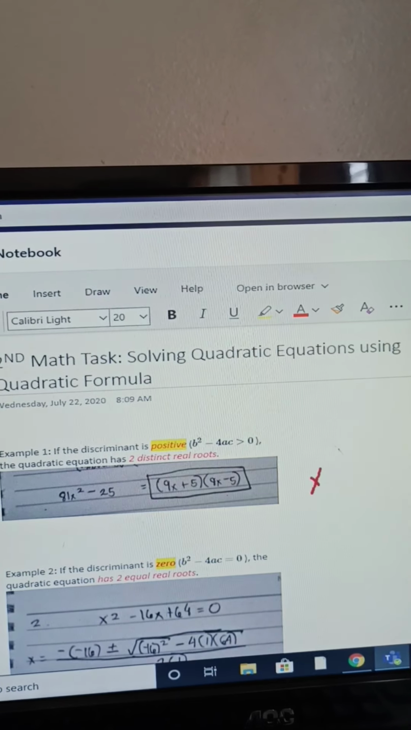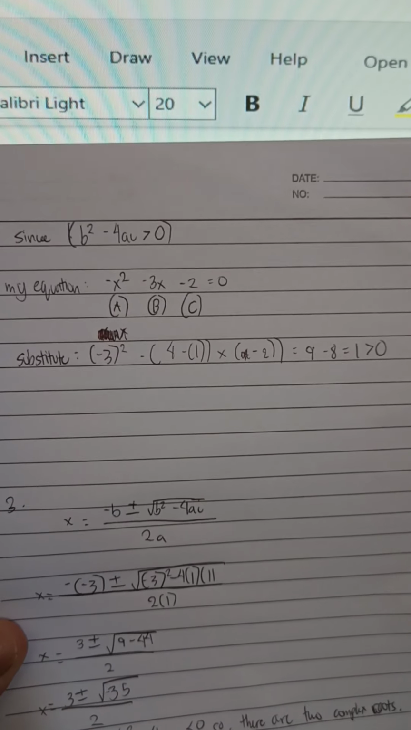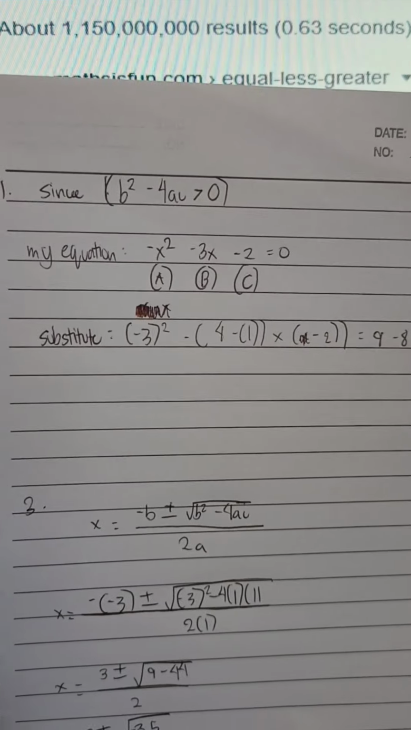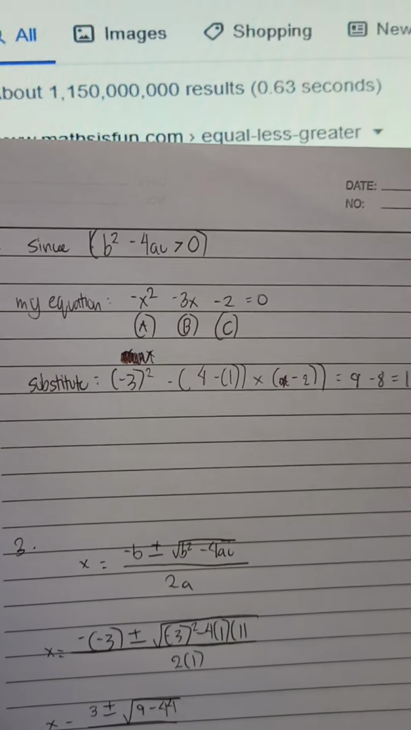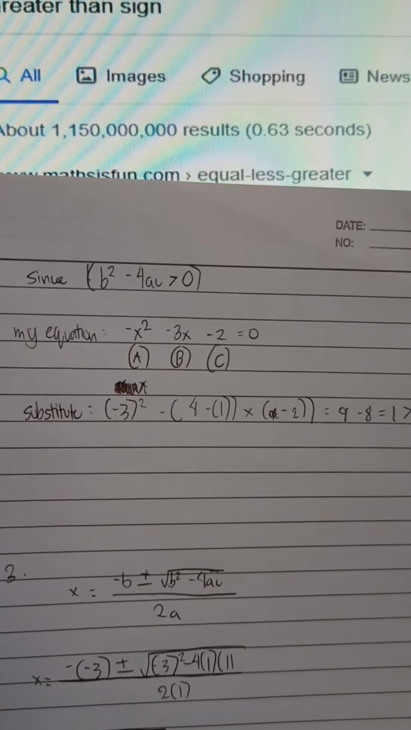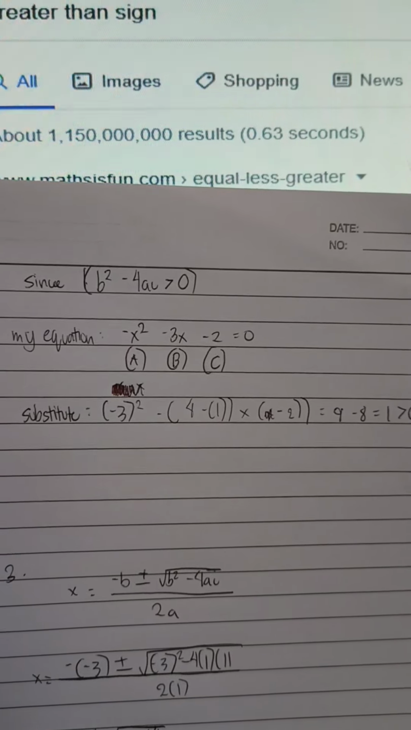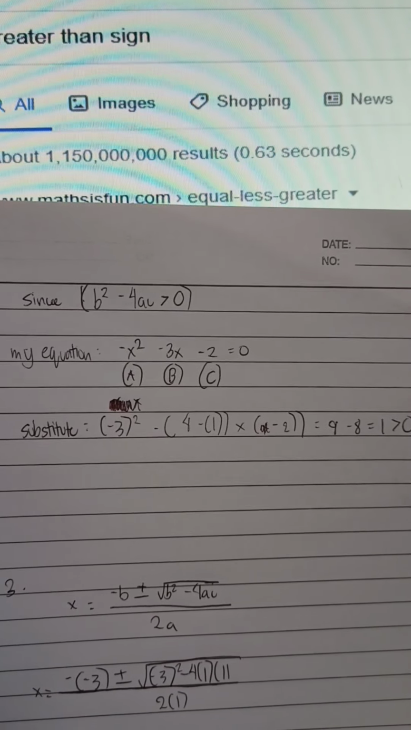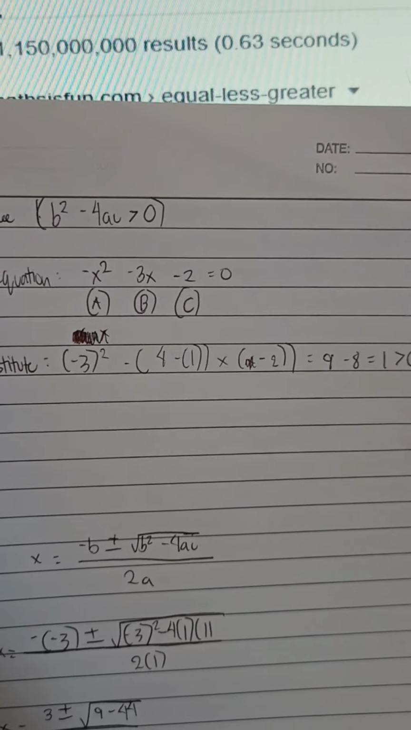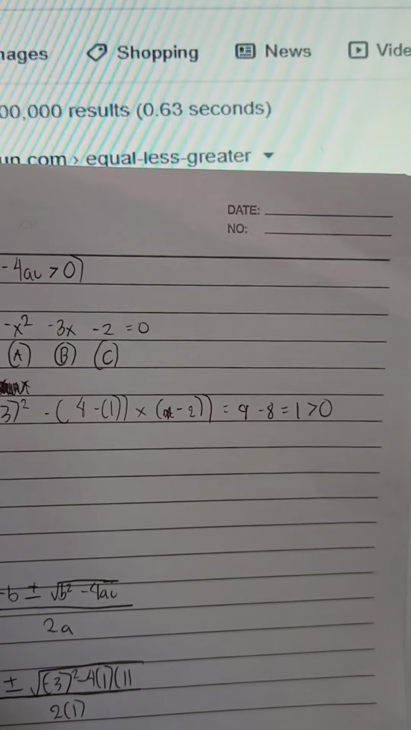So now we are going to solve quadratic equations using the quadratic formula. The condition is b squared minus 4ac greater than 0. So a will be negative x squared, and b will be negative 3x, and c will be negative 2. So we should substitute. We have negative 3 squared minus 4 multiplied by negative 1 times negative 2.